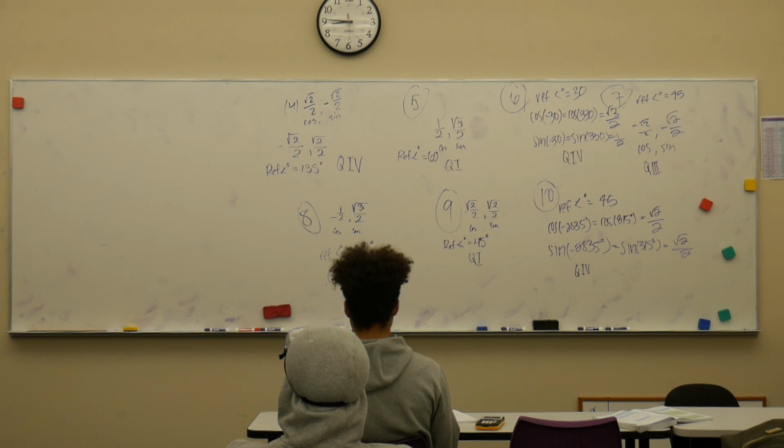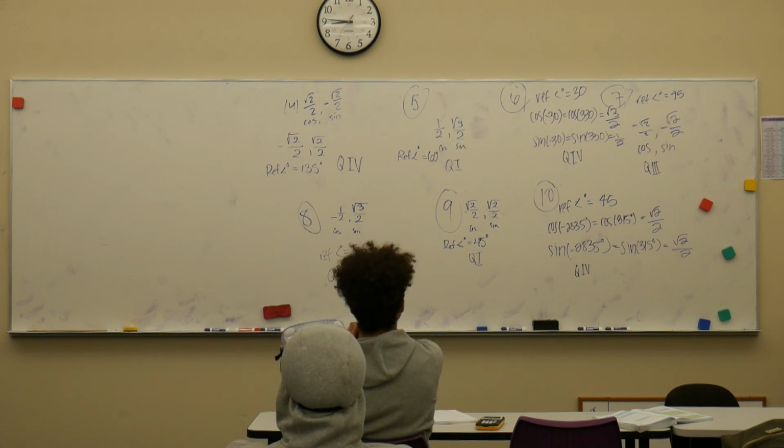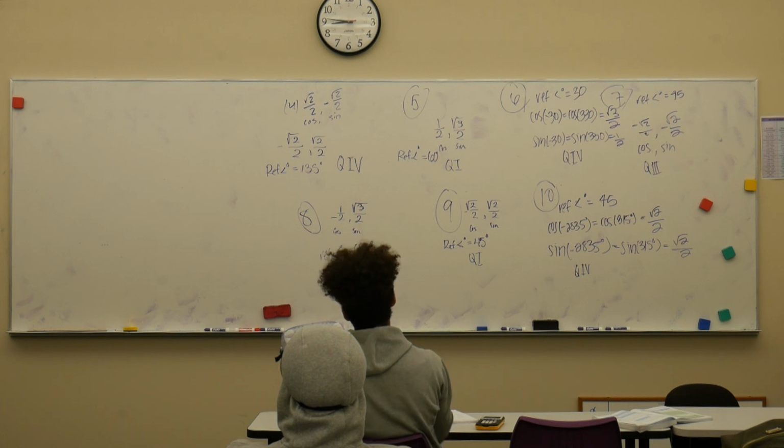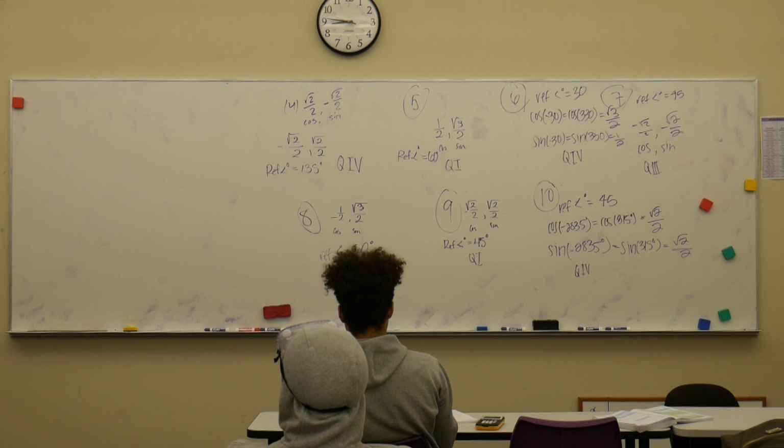Anybody disagree or anything with that board? Please make sure you step up now. Going once. Except for number 4, anything else? Going twice. Number 4, I would switch the cosine. Okay, let's look at number 4.